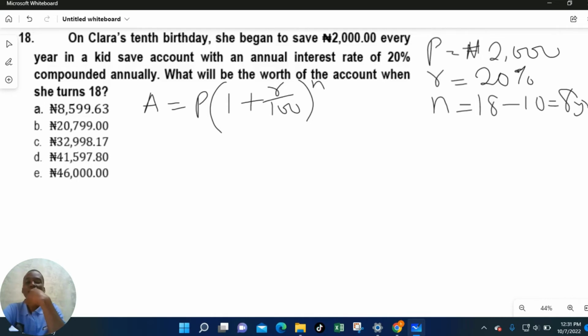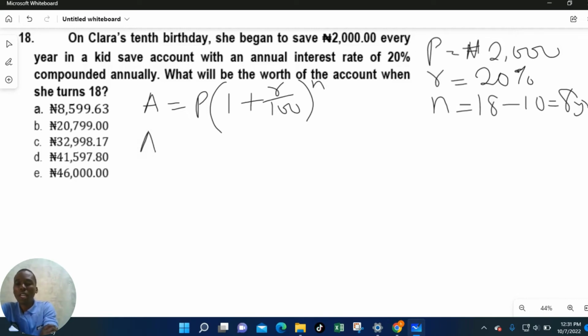You are going to see that, because it is compound interest, the amount is going to be the principal plus the interest. Now we are looking for the amount. So all we need to do is input all these parameters and then solve our question. Now let's input the parameters.